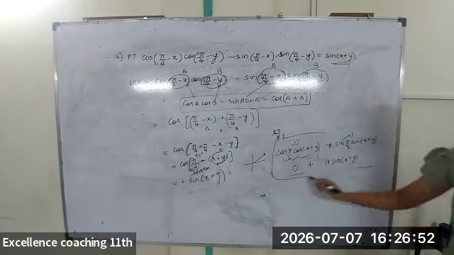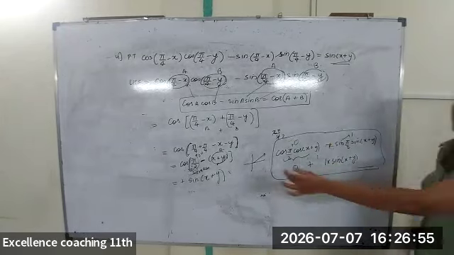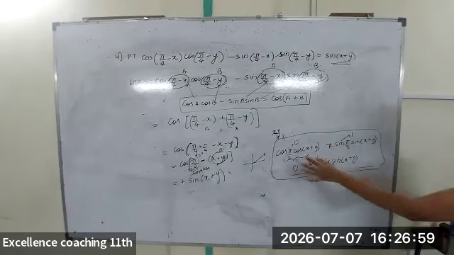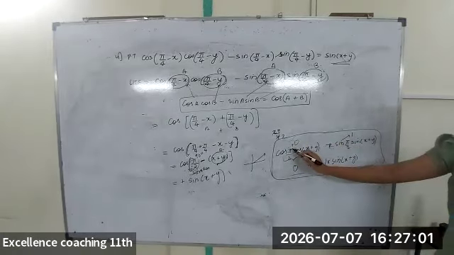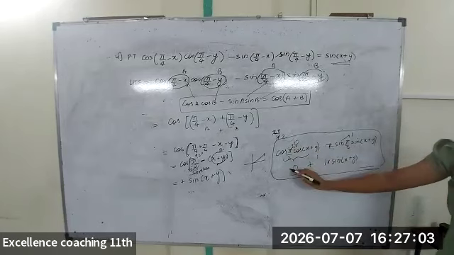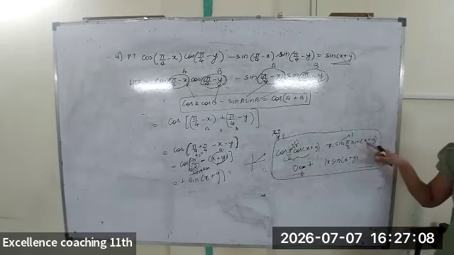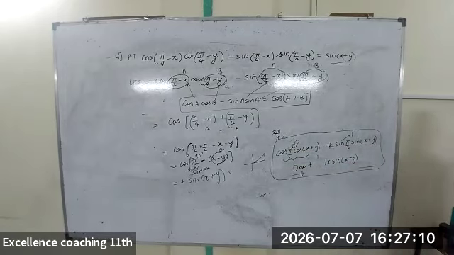If we had applied this formula also, cos of A minus B is cos A cos B plus sin A sin B. Cos 90, this pi by 2 means 90 degree, which is 0. So 0 into cos anyways will be 0. 1 into sin of x will be sin x. Either way, you will get the same answer.